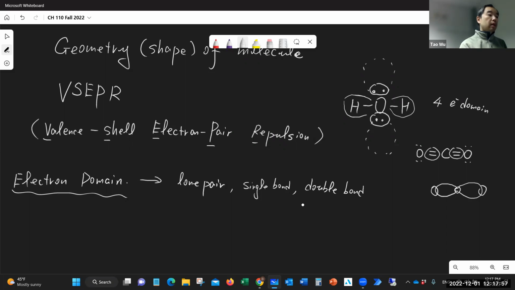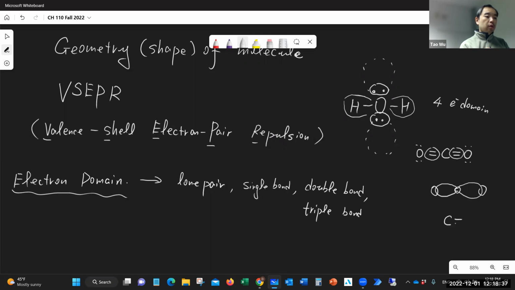So a double bond counts as 1 electron domain. Most of the time people have a misunderstanding that a double bond means 2 electron domains. No, 1 double bond is just 1 electron domain, not 2. The same goes for triple bonds: a triple bond also counts as 1 electron domain.